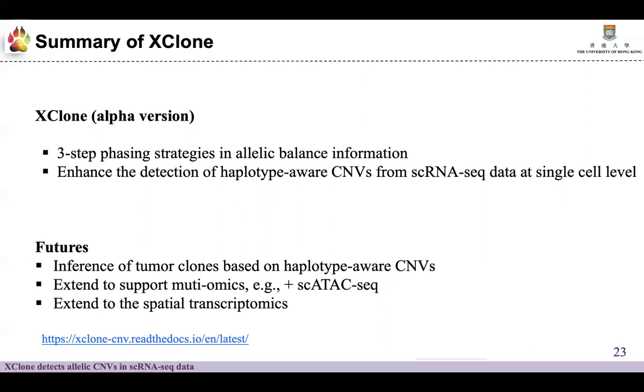And in the future, we will infer tumor clones based on the haplotype-aware copy number variations and may extend to support multi-omics and spatial transcriptomics.